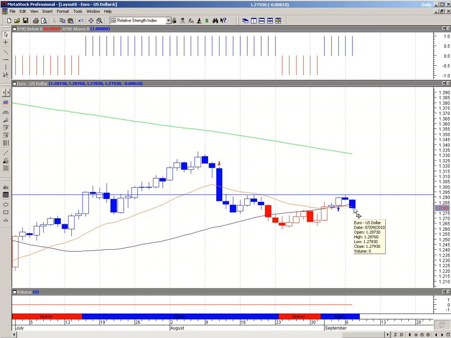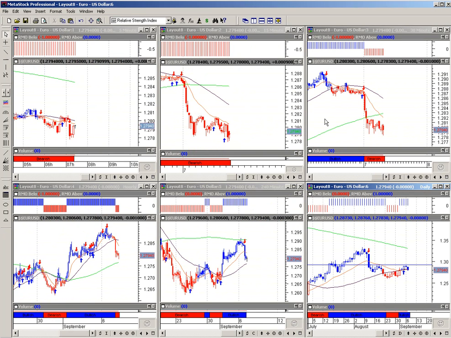Now it's testing the 20 period moving average as we speak, so this could come in as a potential support area. Just be aware of that. What I'm going to do now is have a look at the intraday time frames to see if we can see any setups occurring.